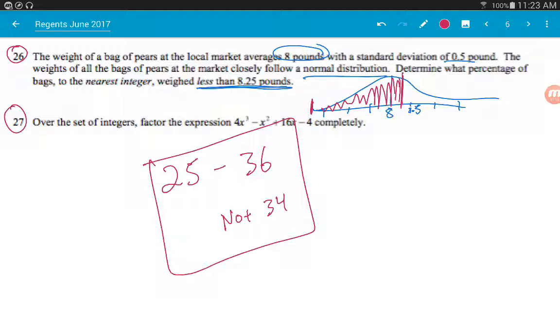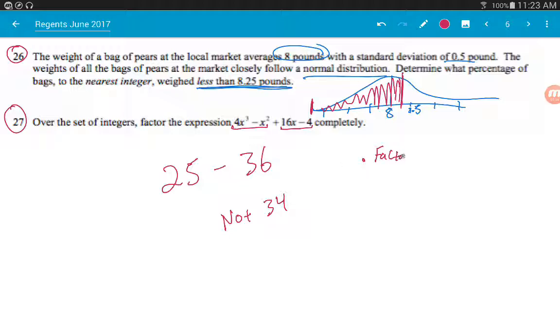Question 27. Factor that. The way that you're going to factor this is with grouping. But what you get is something that ends up being factorable at the end too. So you factor by grouping first. And then part 2, you're going to factor one other way. And I think that you should be able to do that. Just be aware that there is a second factoring.